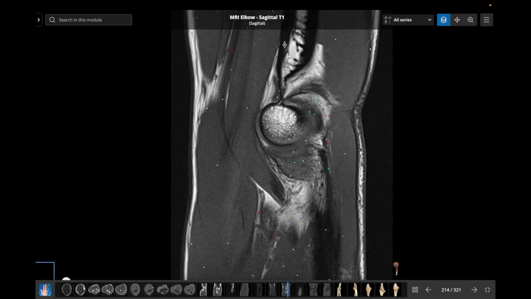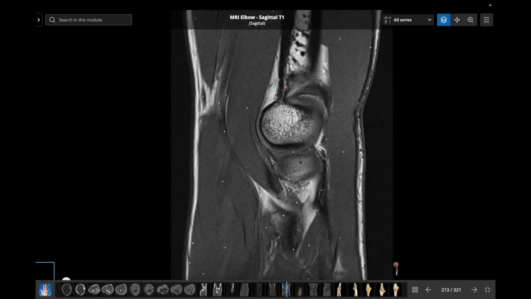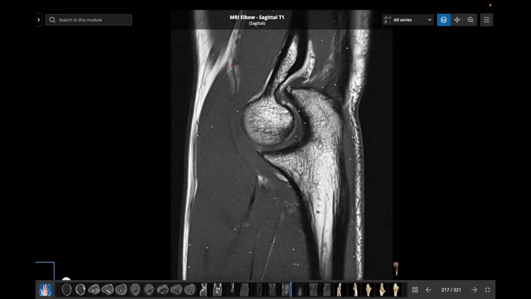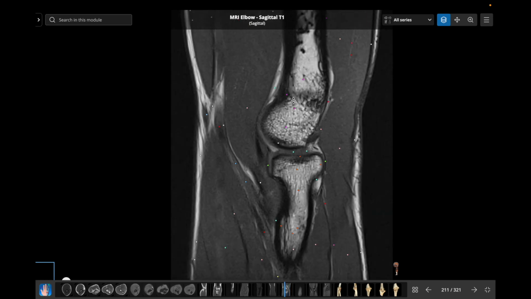X-rays, you have a figure of 8 sign here, and if you have a fracture, you get elevation of the fat pads. These are the fat pads. This high T1 signal area here would be your anterior fat pad, and then this would be your posterior fat pad, and these can be elevated when you have a joint effusion.